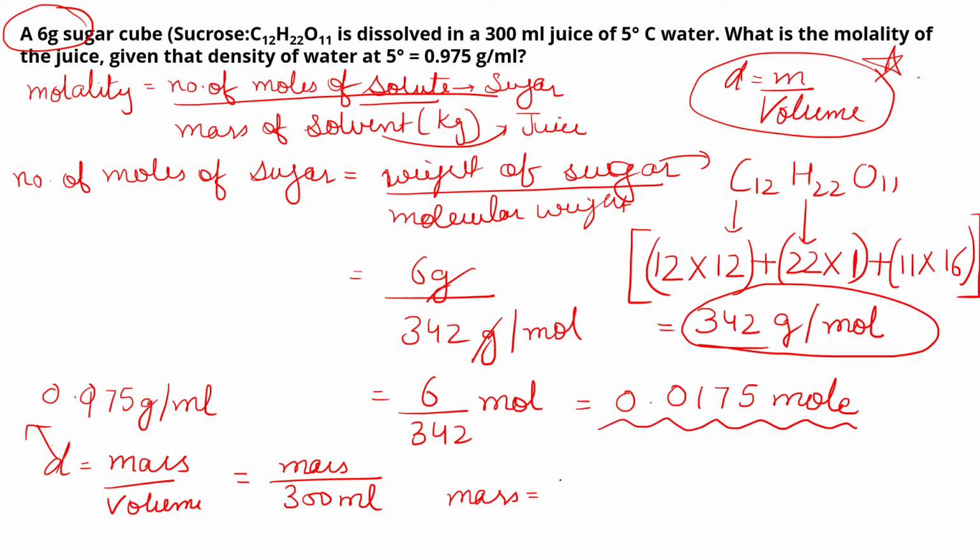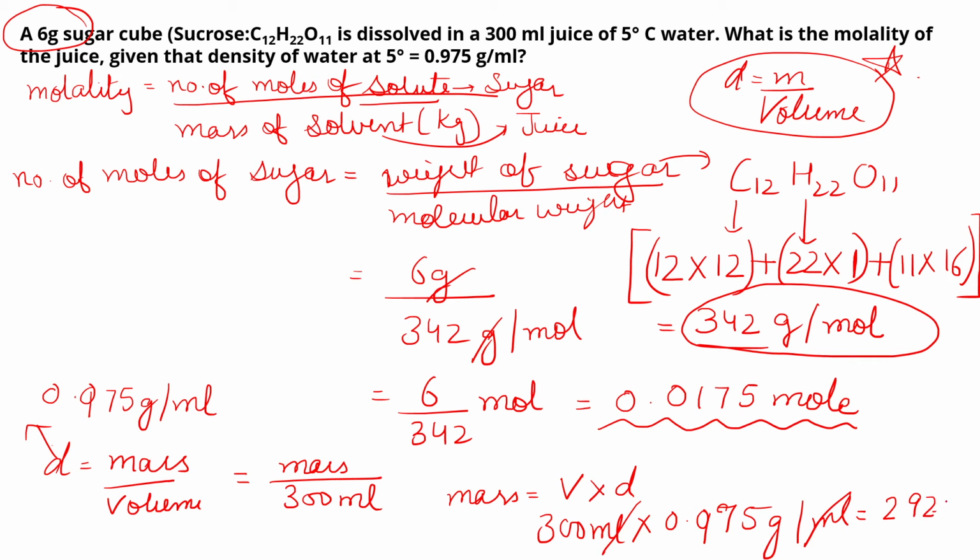So what will be the mass? Mass is equal to volume into density. Volume they have provided 300 ml. Density they have given 0.975 gram per ml. Please pay attention to the unit. This ml and this ml will cancel out and we multiply 300 with 0.975. So the value will come out to be 292.5 grams. Okay, ml got cancelled. So this is the mass of solvent in grams.